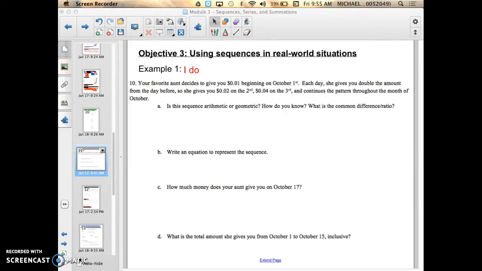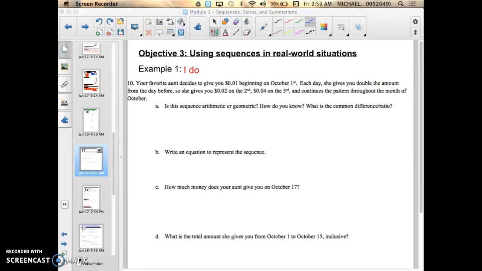The first question is easy to understand because they bulleted it. Is this sequence arithmetic or geometric? How do you know? And what is the common difference or ratio? So we have to consider if it's arithmetic or geometric. In order to do that, you have to determine whether it has a common difference or a common ratio. But I don't even know what the numbers are yet, so I need to organize them in a way that makes sense to me. I'm going to make a table of the information that is given to me.